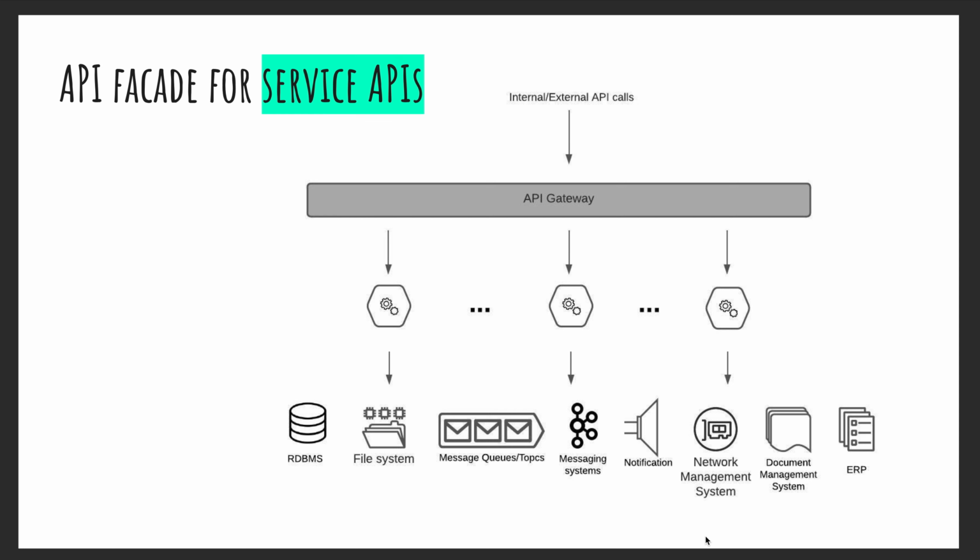The API facade layer, in this case the API gateway, will delegate those calls to the service APIs, which perform the other complex operations, which in turn will call the backend systems to fetch data. And then it will hand it back to the API facade layer, which will present it to the calling application. So this is another way that we realize the API facade pattern in the enterprise.